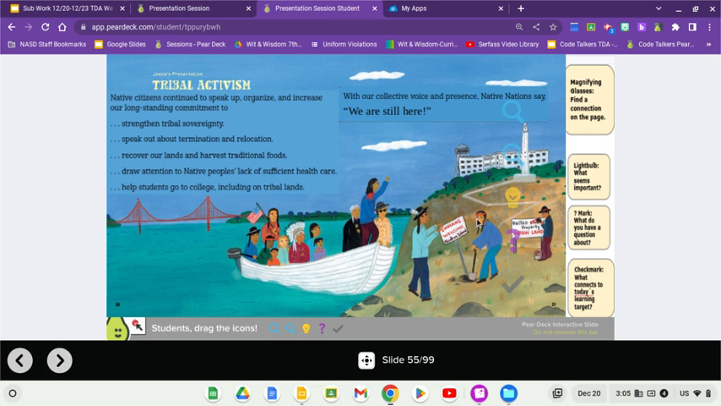This is Jesse's presentation on tribal activism. Native citizens continued to speak up, organize, and increase our longstanding commitment to strengthen tribal sovereignty, the right to have your own power, to make your own land and rules, to speak out about termination and relocation, to recover our lands and harvest traditional foods, to draw attention to Native people's lack of sufficient health care, and to help students go to college, including on tribal lands. With our collective voice and presence, Native nations say, we are still here.